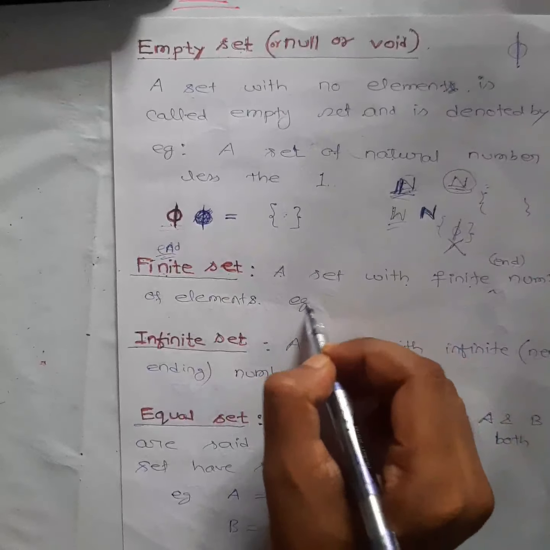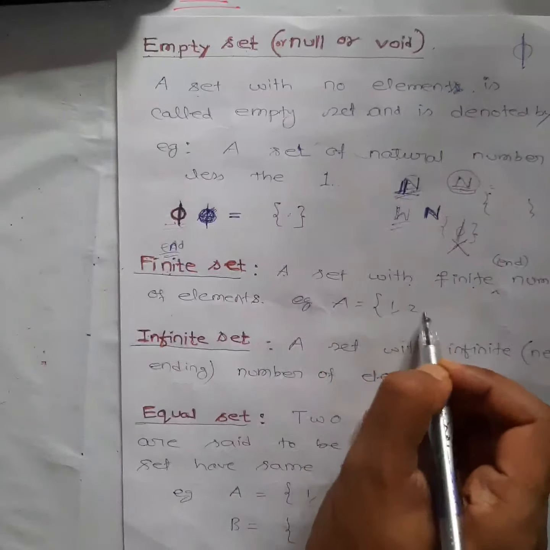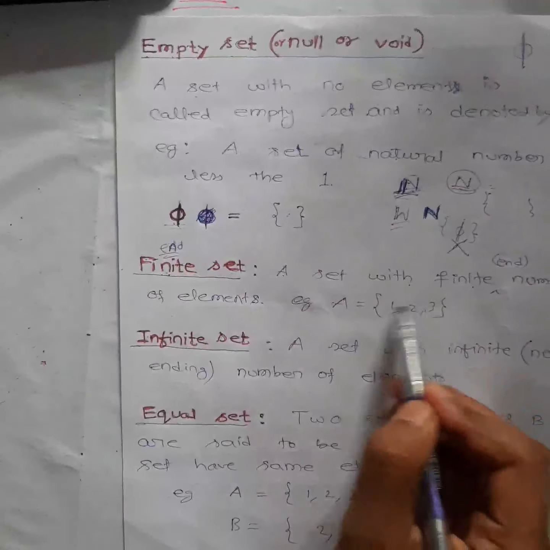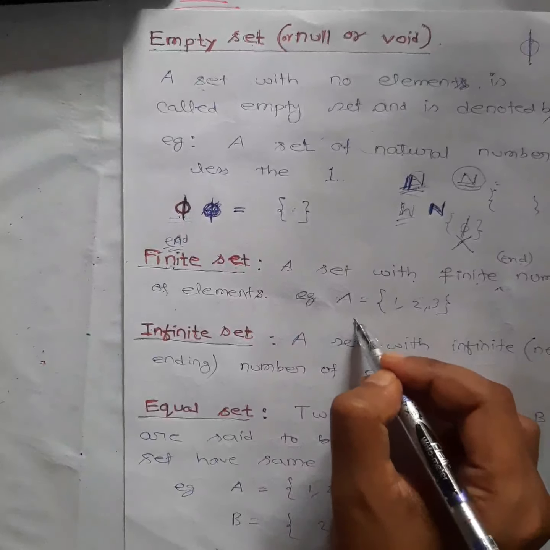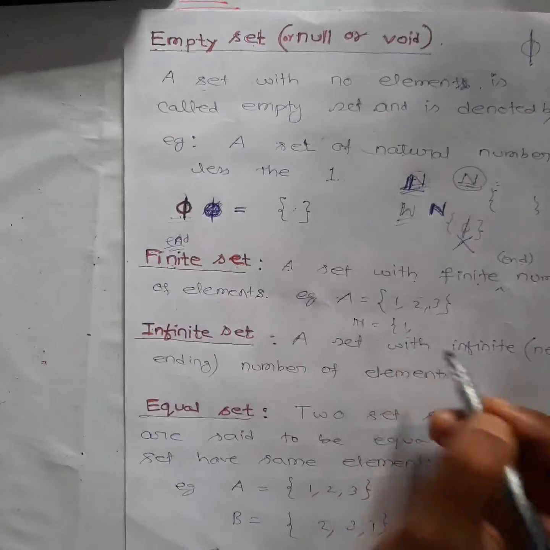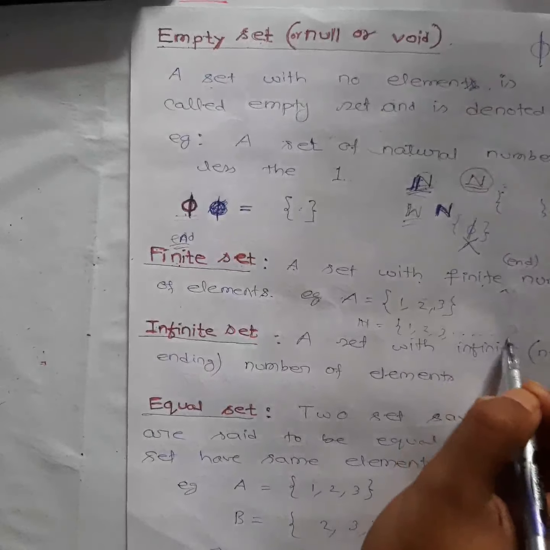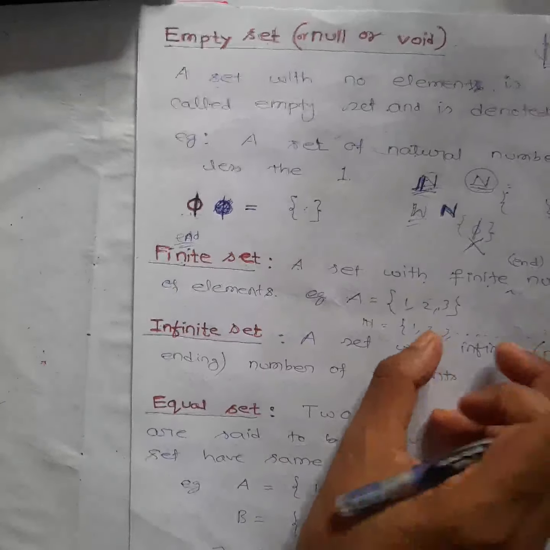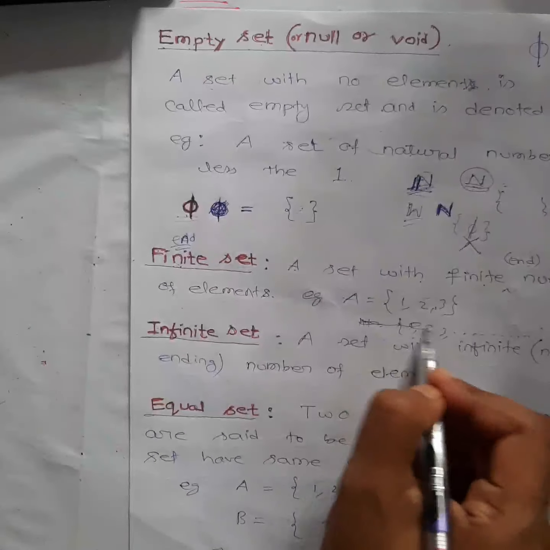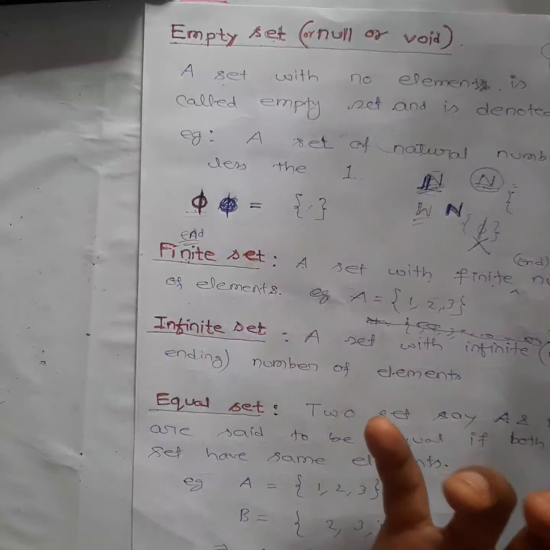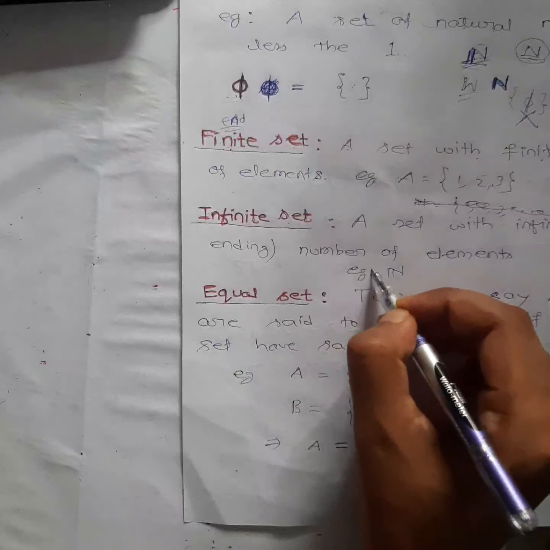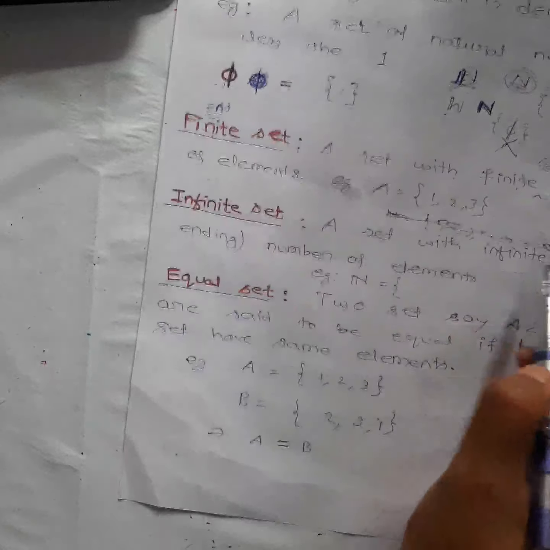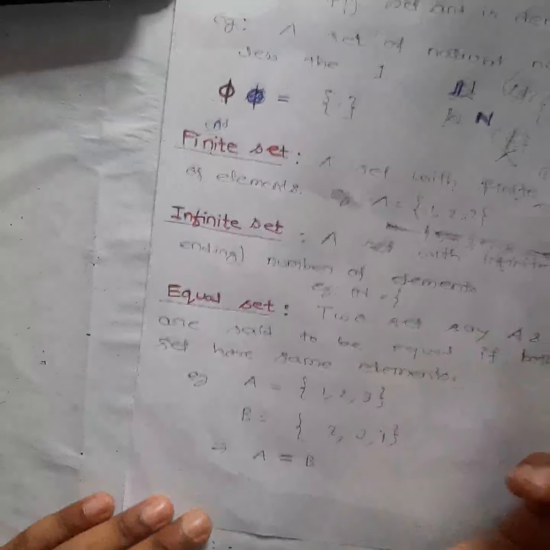For example, A is 1, 2, 3. This is a finite set, only 3 elements. You can count and end up with 3 elements only. But if I say the set of natural numbers, will it be finite? Obviously no, because you can never end counting this one. So when you can end up counting it, that kind of set is called a finite set. Very simple definition. Next is the infinite set. The one I have mentioned, the set of natural numbers, is an example, which never ends. I have also written it in the bracket, so you can write it down there.